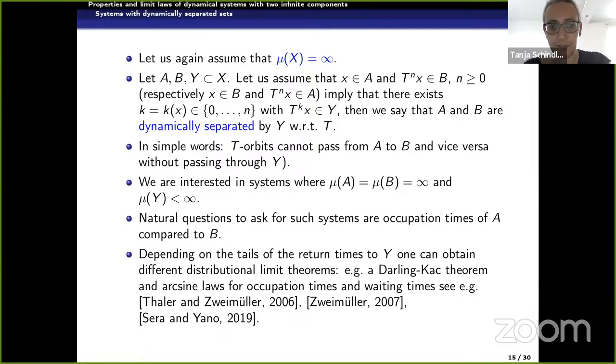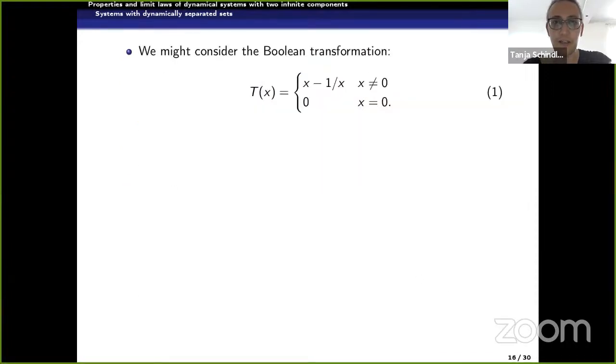And well, there are also a lot of results where one gets some Arcsine or Darling-Kac laws, basically answering these questions. And I just want to show you what examples there actually are for such systems. So the easiest example one could look at is the Boolean transformation given here, which is invariant with respect to the Lebesgue measure.